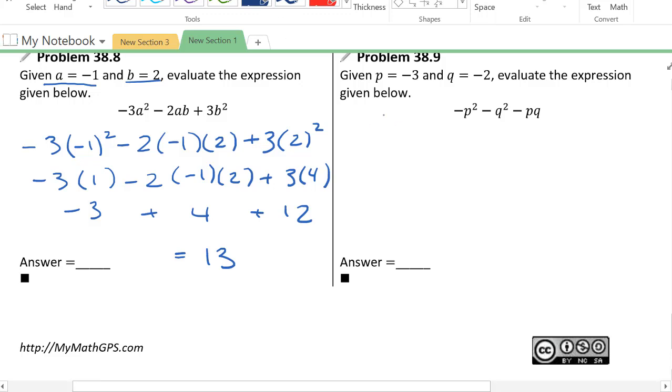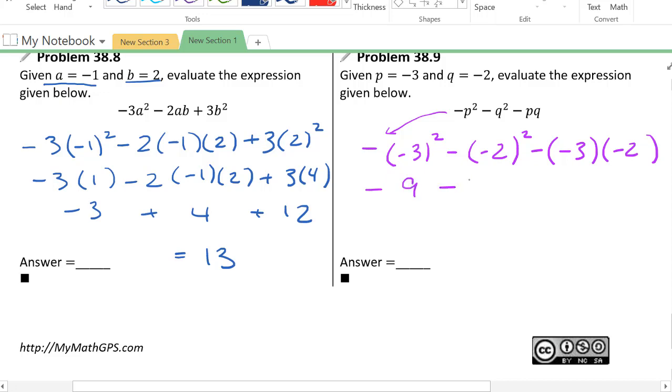Next one. The negative from here. Okay, I'm just bringing the negative down. And then p is -3 squared minus q, which is -2 squared, minus p, which is -3, and then q is -2. So do the exponent first. So I still have a negative outside, right? And then -3 squared is going to be a +9 minus, and then this is going to give me a +4, right? Do the exponent. And then copy everything over, right? I'm not doing anything else, just exponent.